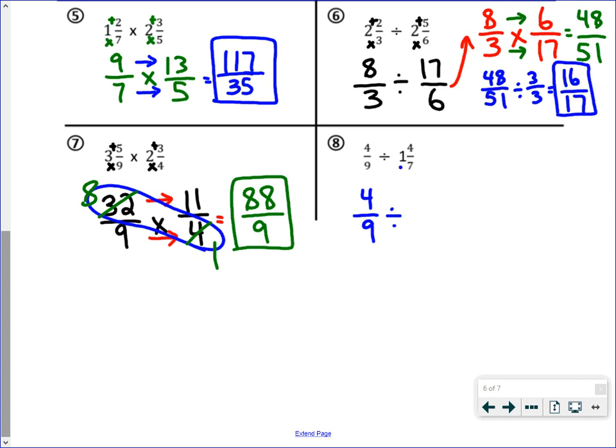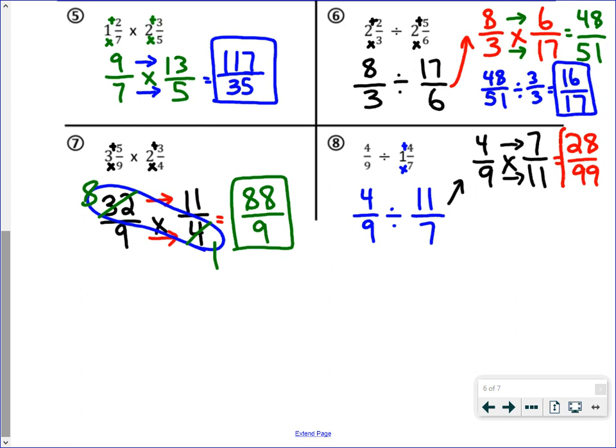And then finally, we have 4/9 divided by, let's go ahead and change this, 7 plus 4, which is 11, over 7. Let's rewrite it to be multiplication. 4/9 times 7/11. Multiply across, and I get 28 over 99. And I can't simplify that, so I am done.